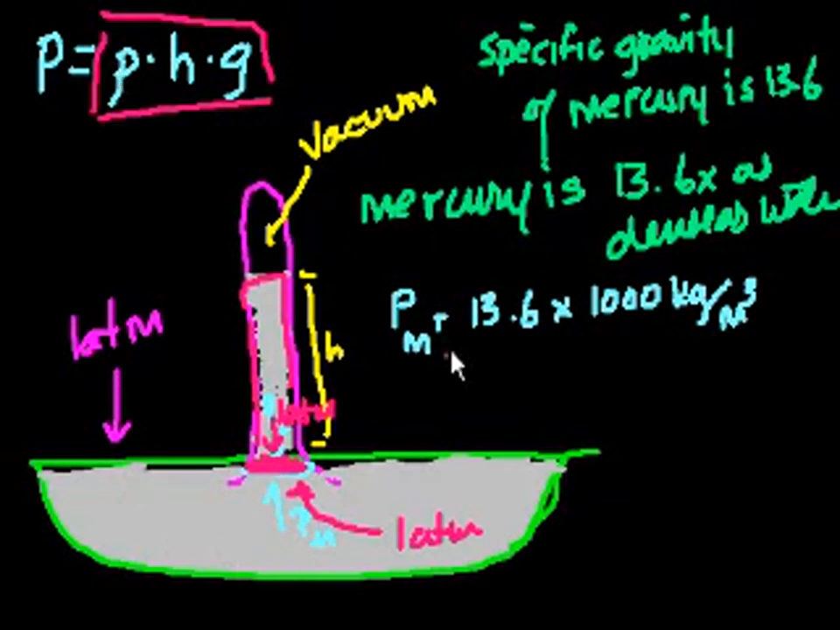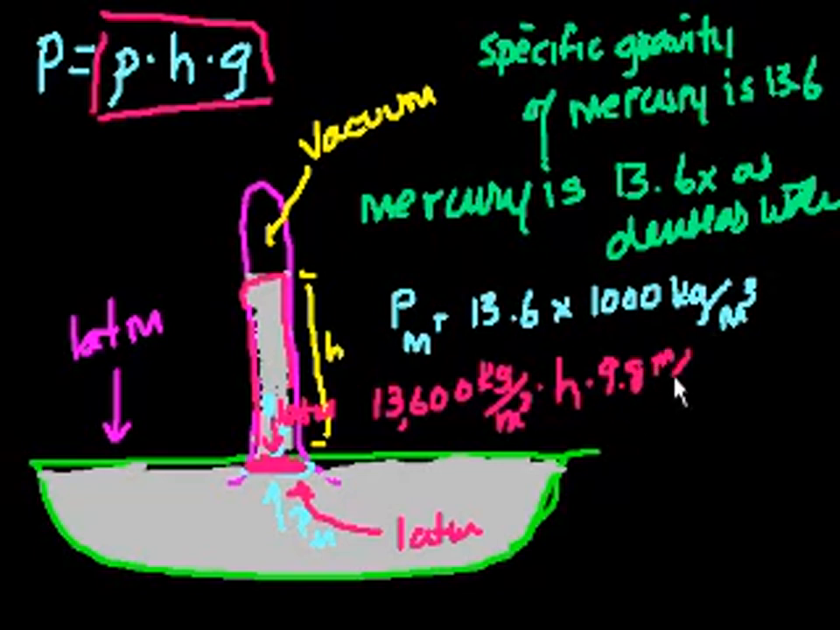So let's see. The density of mercury is 13,600 kilograms per meter cubed. That's the density, times the height. We don't know what the height is. That's going to be in meters. Times the acceleration of gravity, 9.8 meters per second squared, is going to be equal to 1 atmosphere. And now you're saying, Sal, this is strange. I've never seen this atmosphere before. We've talked a lot about it.